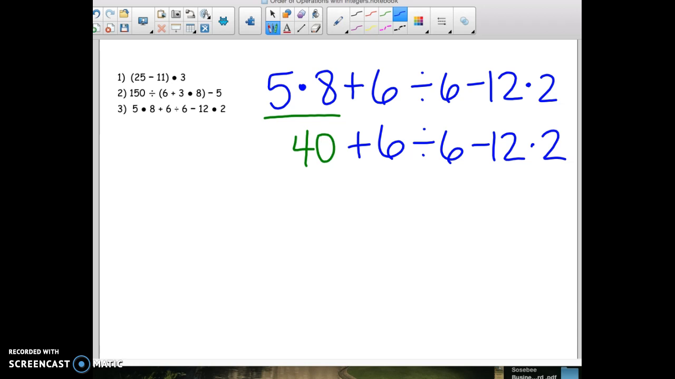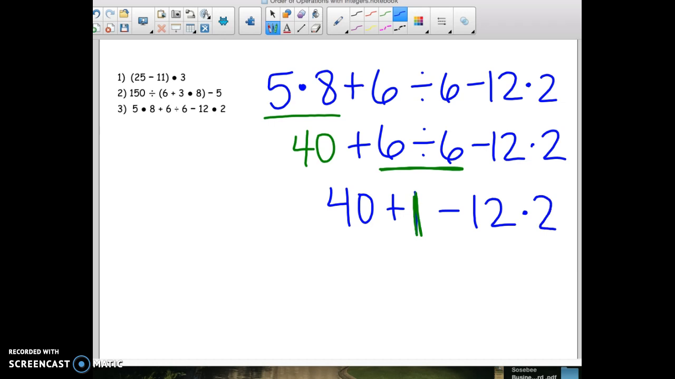All right. Next, we did multiplying and dividing from left to right. So we have to do 6 divided by 6. 6 divided by 6 is 1. So, I should have done that in green. So that's 40. Bring down what's left. Plus 1 minus 12 times 2.